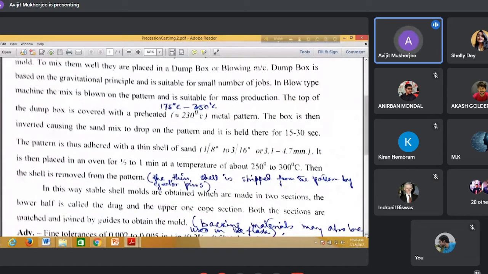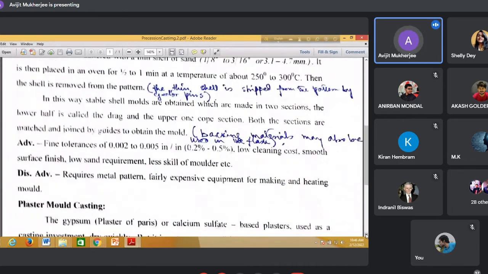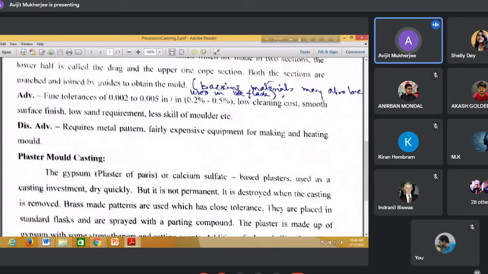So what are the advantages? Advantages are many more, as we had mentioned, all the same advantages, that is fine tolerance, low cleaning cost, smooth surface finish, sand requirement is also low. This I doubt, less skill of the molder is not that true, because obviously a special skill is needed. But this I have doubt with this advantage.